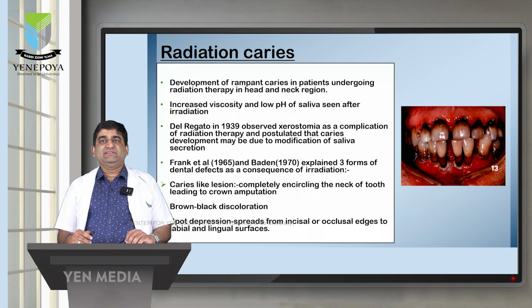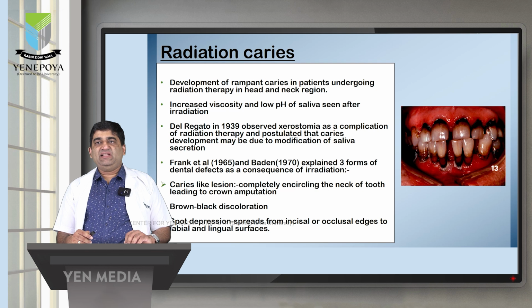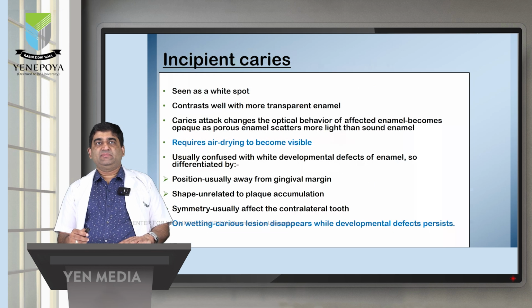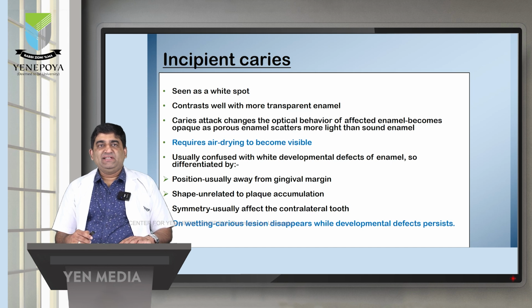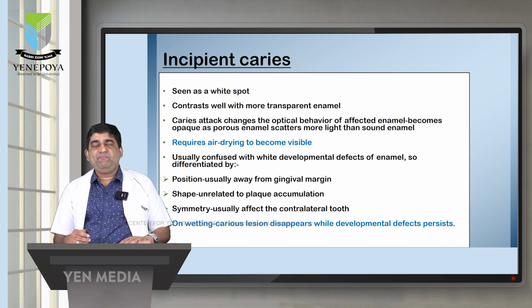Radiation caries occurs due to the therapeutic radiation given for the orificial lesions and it causes amputation of the crown surface. Incipient caries is the initial caries which is seen as a white spot. It is differentiated from other developmental disturbances because upon wetting the carious lesion disappears while the developmental disturbances persist and require air drying to become visible.